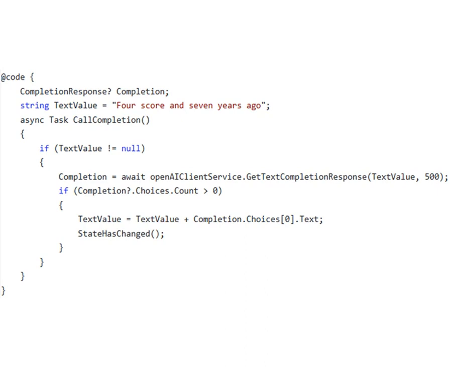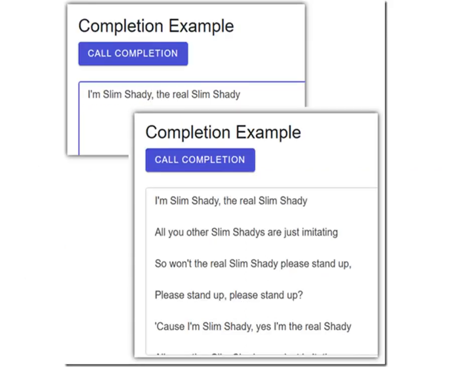The response from the method is stored in the completion variable. After that, it checks if the choices property of completion has a count greater than 0. If it does, it appends the first choice text to textValue and calls the StateHasChanged method, which signals Blazor to update the UI. The Text DaVinci 002 model contains a massive amount of information including pop references.